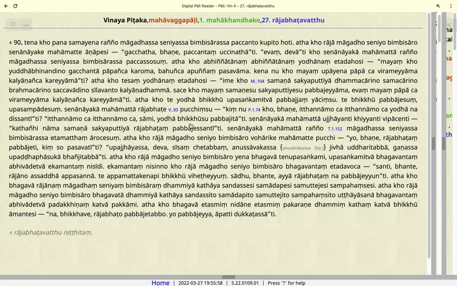This is the opinion of the others. When someone thinks about it, or tries to participate in the teaching, it is not like this. They think about it like this: ime samaṇā sakyaputtiyā dhammacārino, samacārino, brahmacārino. Concerning their conduct, cārino, cārino, they think about it in three different ways.